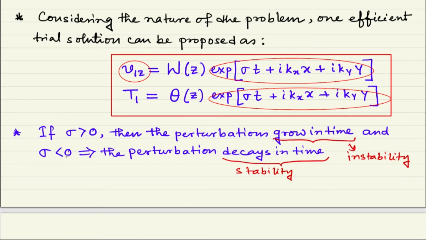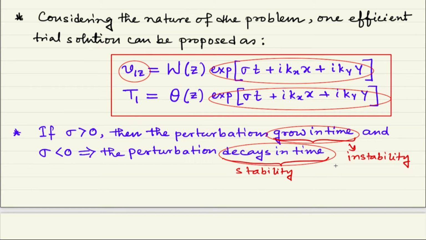Now for our case, what we have just said is that if sigma is greater than 0, then the perturbation grows in time, and if sigma is less than 0, then the perturbation decays in time. So that is a strict instability, a growing-in-time perturbation, and that is a strict stability, decaying in time. Now we are trying to search for the conditions for marginal instability.